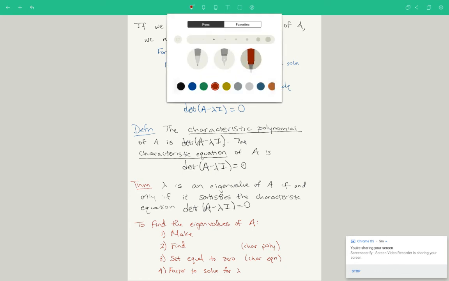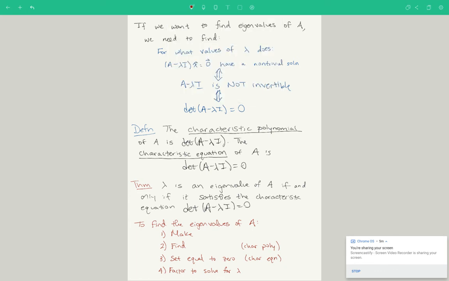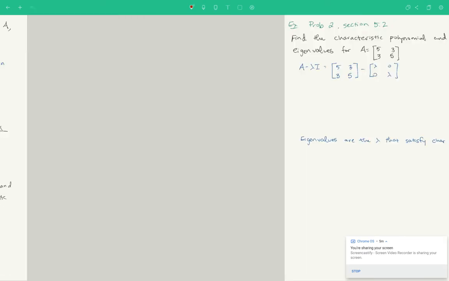So to recap all of this, how do we find the eigenvalues of A? First, we make this matrix A minus lambda I, and then we use that to find the determinant. And this is, again, the characteristic polynomial. So we want to find the determinant of A minus lambda I. We go ahead and set that determinant equal to 0 for the characteristic equation, and then we factor that to solve for lambda. So let's take a look at what this looks like in action.